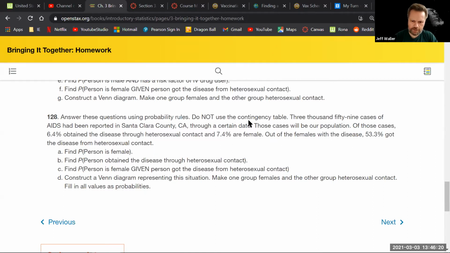So this is a great place to collect what you know. 3,059 cases of AIDS have been reported. Of those cases, so here's the probability of heterosexual contact, 6.4%. Here's the probability of a female who got AIDS, 7.4%. So look here, probability the person is female. Well, that's pretty straightforward. Wouldn't it just be 7.4? Yes. Okay. Probability person obtained the disease who had sexual contact. They told you that. Where things get interesting is probability person is female given the person got the disease, and even that they just tell you. Yeah, so 128 they just tell you. It doesn't get interesting at all.